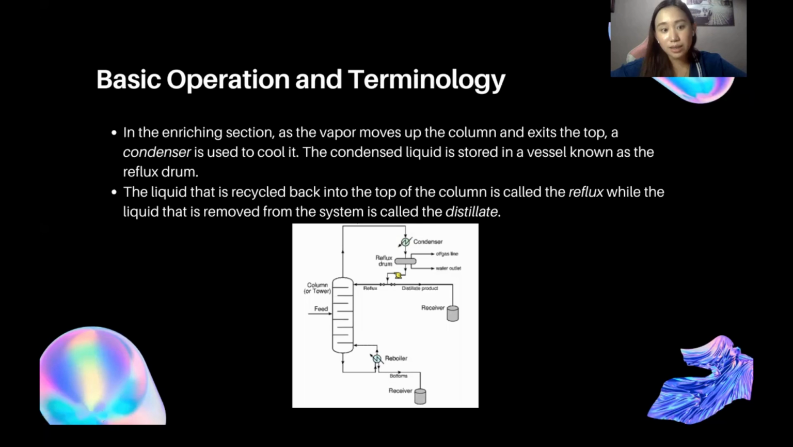the column and exits the top, a condenser is used to cool it. The condensed liquid is stored in a vessel known as the reflux drum. So here in the enriching section or in the top section, the vapor moves up the column, it exits, and then it goes through a condenser. After being cooled and condensed by a condenser, it goes through our reflux drum. And then there can also be two products in the reflux drum. So the liquid that is recycled back into the top of the column is called the reflux, while the liquid that is removed from the system is called the distillate.